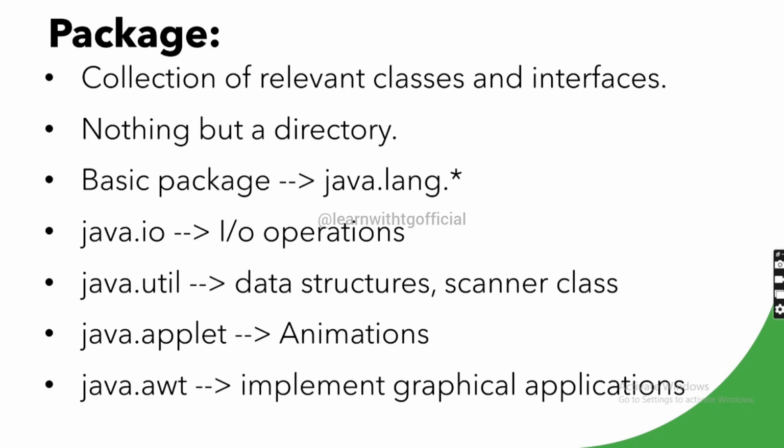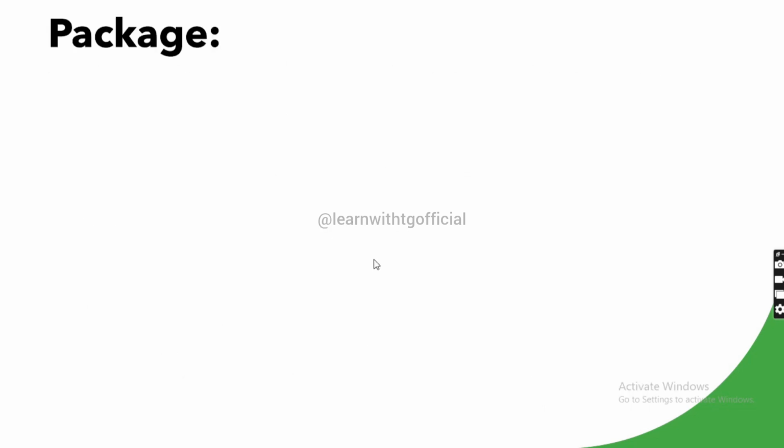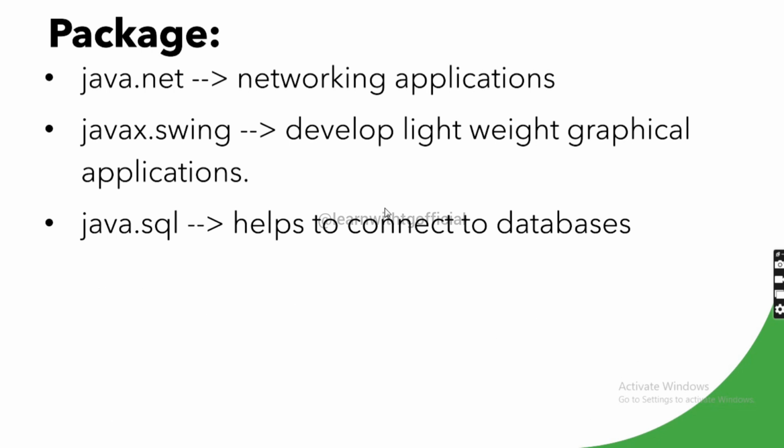The java.applet package has animation. An applet is a graphical application. The java.awt package implements graphical applications like buttons and menus, etc. AWT full form is Abstract Windowing Toolkit. The java.net package contains networking applications.